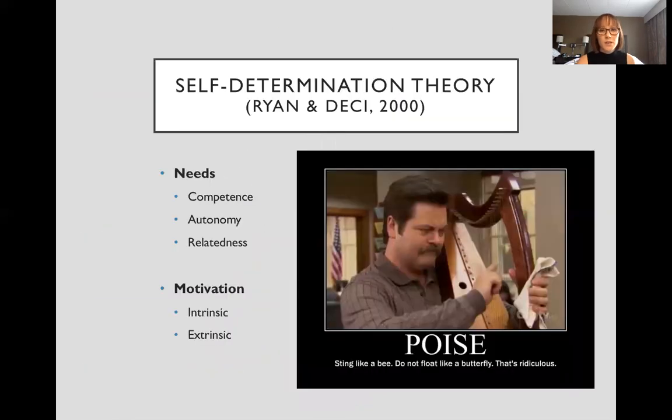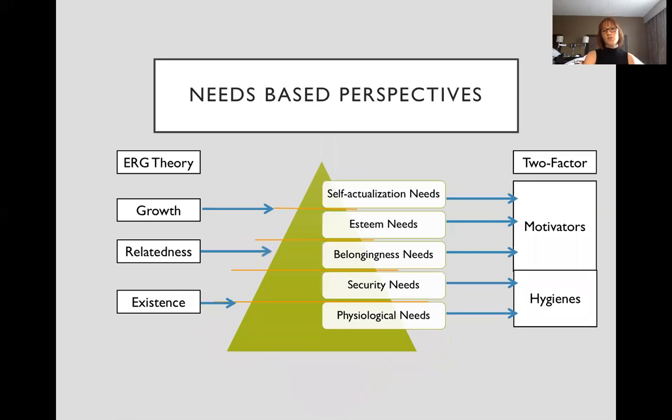And the next one is self-determination theory and intrinsic motivation. Intrinsic motivation is also considered to be a somewhat needs-based perspective, but we'll get to that in a moment. So ERG theory, we're going to start with Maslow's hierarchy of needs, this one in the middle, because it's the one most of us are familiar with. So Maslow's hierarchy of needs argues that human beings have needs in a hierarchy.